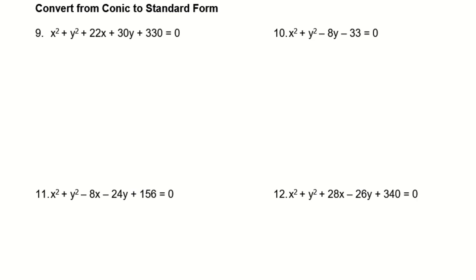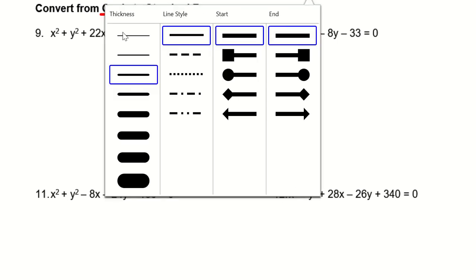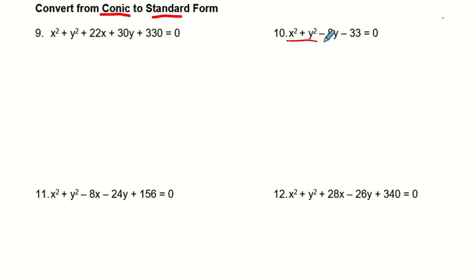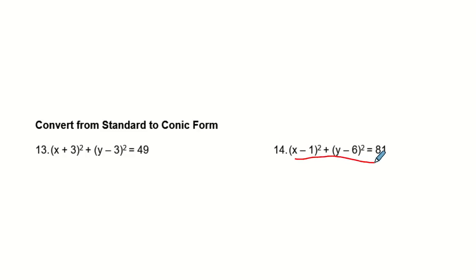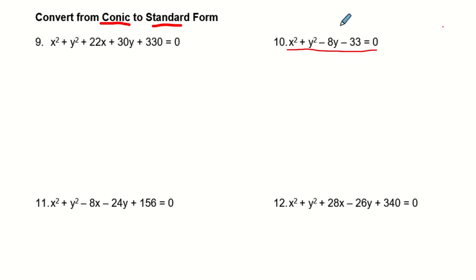Hey guys, the first thing I'm going to do is actually a review, but I want to make sure you know how to convert in both directions. It says here, convert from conic to standard. This type of problem here is called conic. When it looks like that, it's called conic. When it looks like this, it's called standard form. So I'm going to show you how to go from this to one of those down there, and then vice versa. You have to be able to convert from both forms.